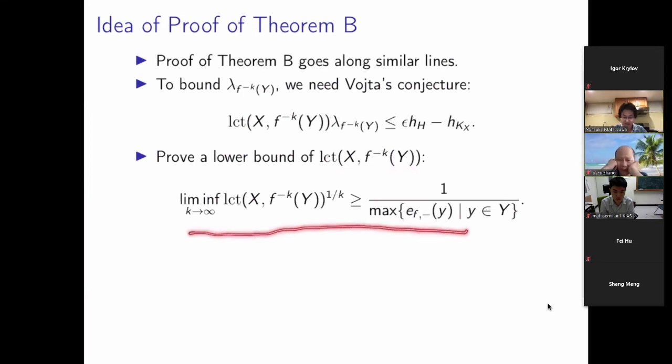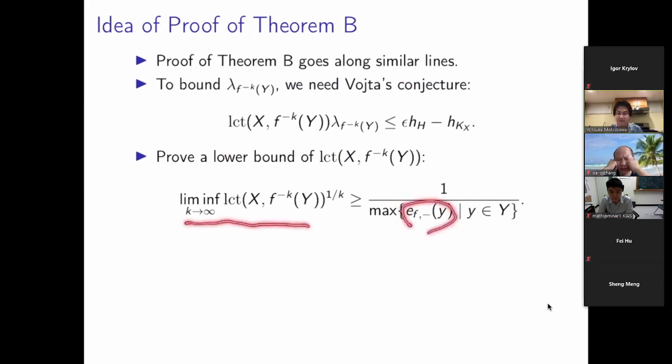So the lim inf of the log canonical threshold to the 1 over k-th root is bounded below by this quantity. So this is like an average multiplicity in the preimage of the backward orbit of Y. So this is also bounded. This can be written in another way, by using a periodic subvariety containing Y. But anyway, we have a bound in terms of multiplicities.